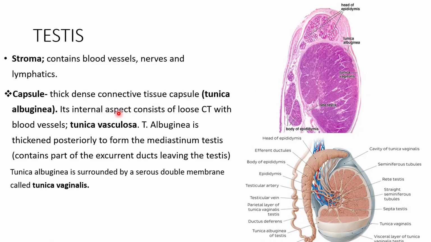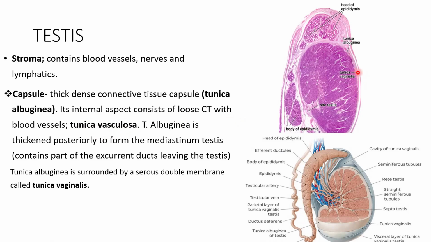So a point to appreciate is that this tunica albuginea, on the inner part of it, will contain tunica vasculosa, and this tunica vasculosa will contain blood vessels and nerves. That's the reason it's called tunica vasculosa. So tunica for a layer, and then vascular containing blood vessels. So that is on the inner part of tunica albuginea. And then on the outer part, you can appreciate you'll have tunica vaginalis. You can see tunica vaginalis here.